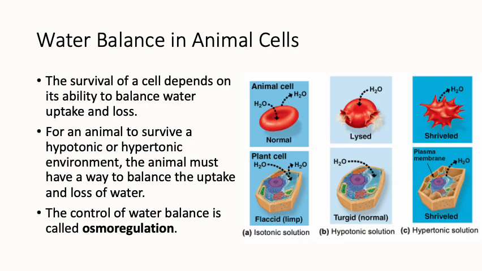For animal cells, maintaining water balance is essential for survival. Because animal cells lack a rigid cell wall, they are especially sensitive to changes in their environment. In a hypotonic environment, water tends to enter the cell, which can cause swelling and potentially lead to cell rupture. In hypertonic environments, water leaves the cell, causing it to shrink. To survive these conditions, organisms rely on osmoregulation, which is the control of water balance. This regulation allows cells and tissues to function properly despite changes in their surroundings.